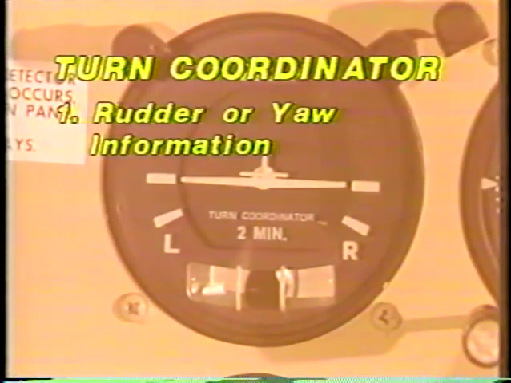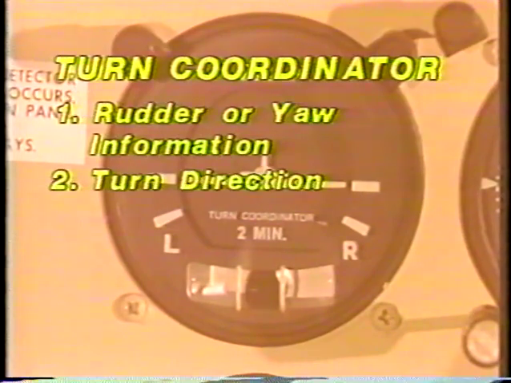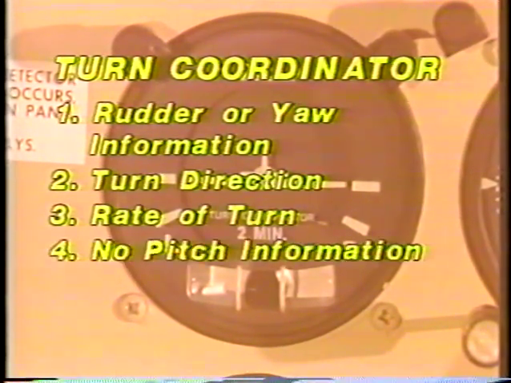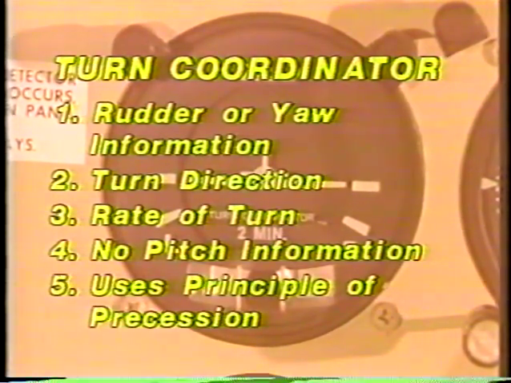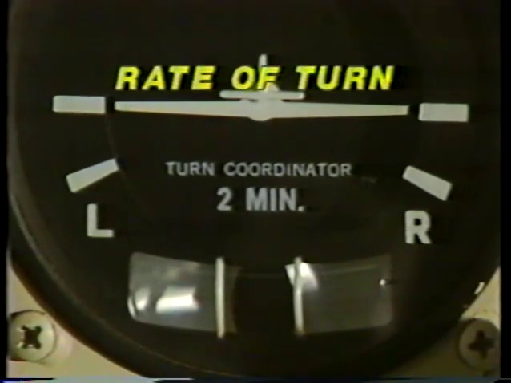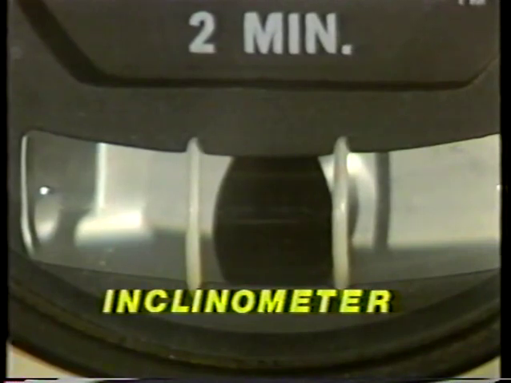The turn coordinator picks up where the attitude indicator leaves off. It provides rudder or yaw information, turn direction, and rate of turn information. It does not present pitch information. The turn coordinator uses the principle of precession to provide the desired information. This is really two instruments in one. The upper gyroscopic indicator displays the rate of turn and the direction of turn. The bottom portion, sometimes referred to as the ball, but more correctly as the inclinometer, displays the yaw information.